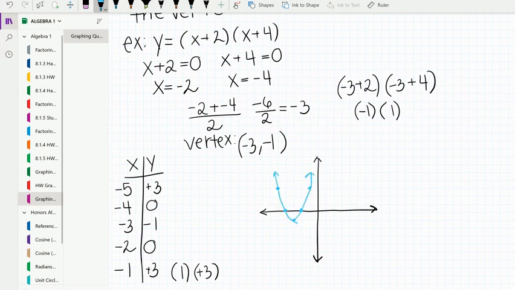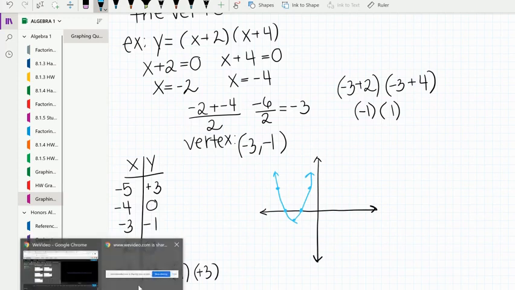So again, if you want to graph a quadratic, you first need to find the x-intercepts. You can then average the x-intercepts to find the vertex, and then you can pick 2 points above or below the vertex, and that will do it.